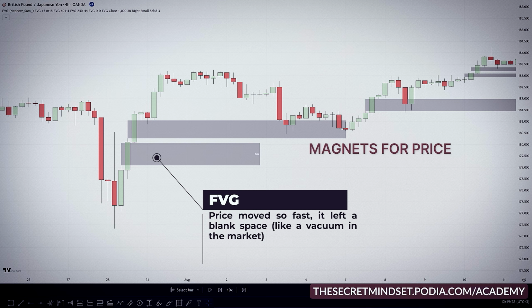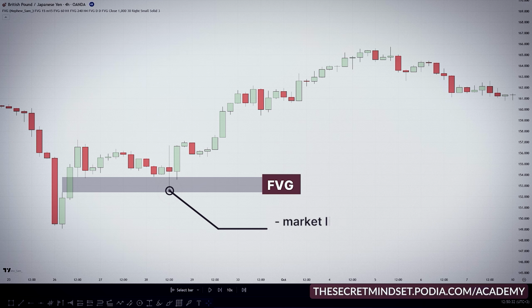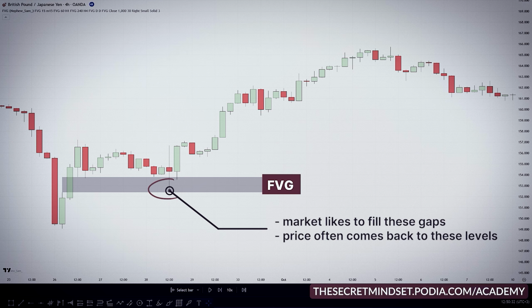But these gaps are important because they often act like magnets for price, and the market likes to fill these gaps. This means price often comes back to these levels. They are important because fair value gaps can help you predict where price might go, and they can also help you find good places to enter or exit trades.